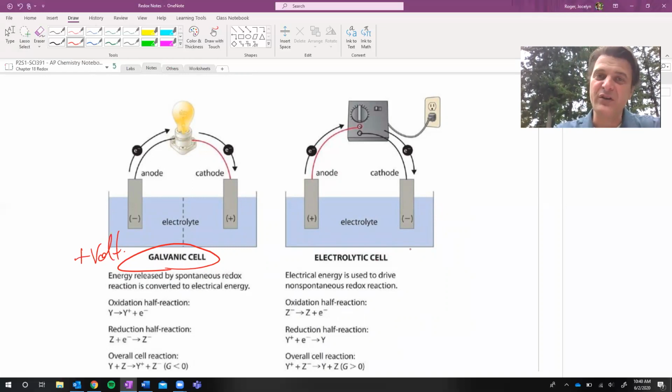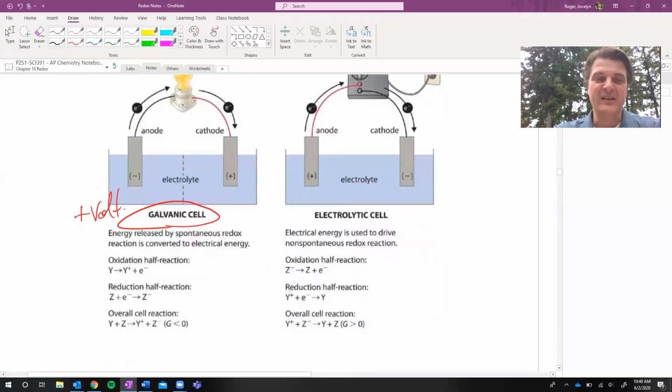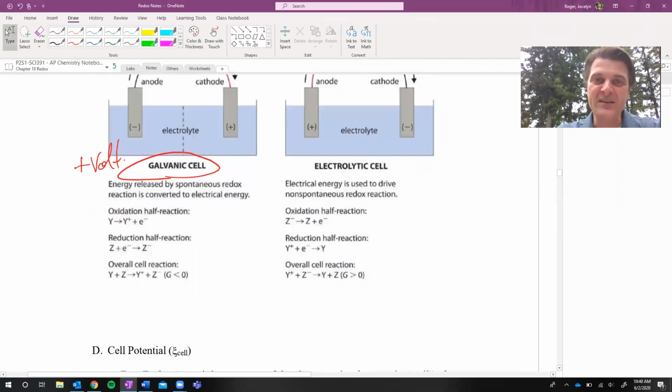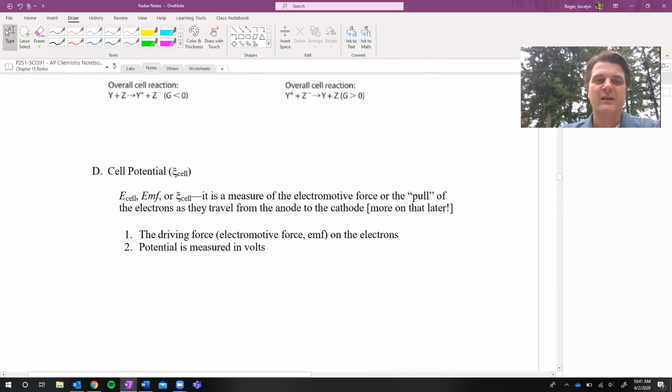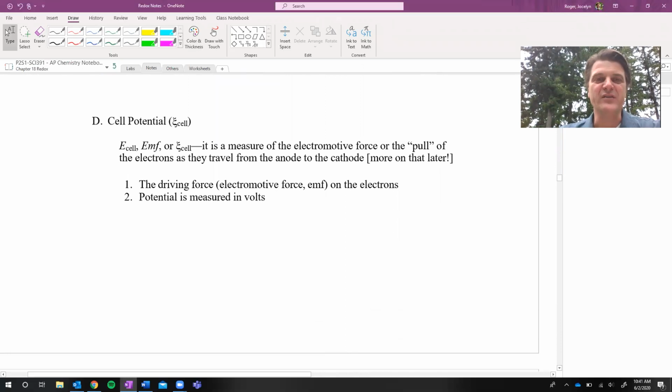So what we're going to focus on in this lesson is always generating a positive voltage, and that will be a galvanic cell. This is going to be very important to determine which side is the anode and which side is the cathode. So that's what the cell potential is. The cell potential is what we're calculating today, is the voltage.